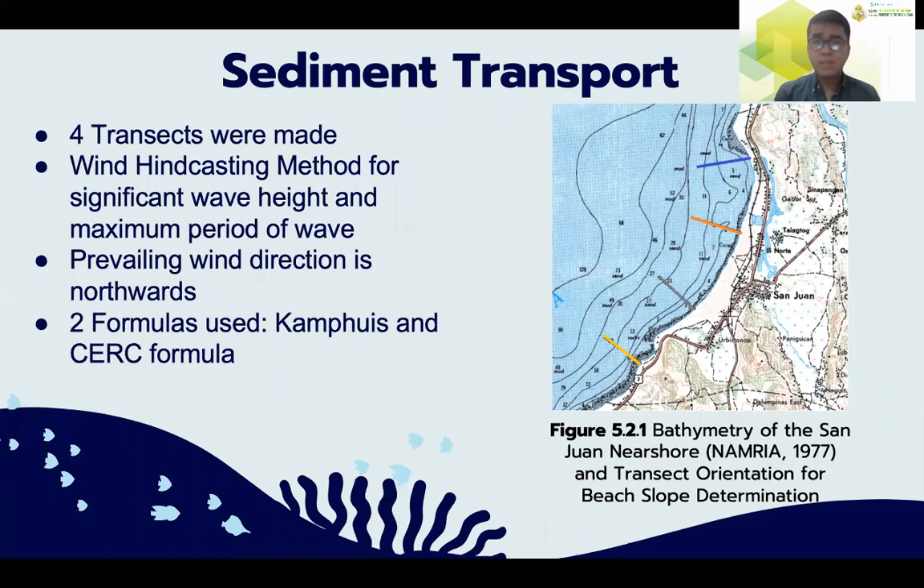As for the sediment transport, we made 4 transects. As you can see in the figure on the right, there is the yellow transect, the gray transect, the orange transect, and the blue transect. We used the wave hindcasting method for the significant wave height and maximum period of the wave. We also used the prevailing wind direction, which is northwards. For the sediment transport formula, we primarily used 2 formulas, the Kamphuis Formula and the CERC Formula.